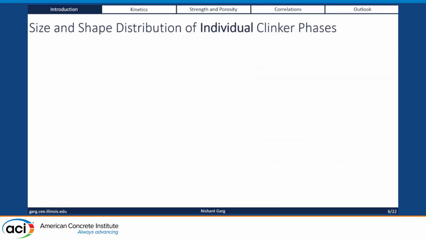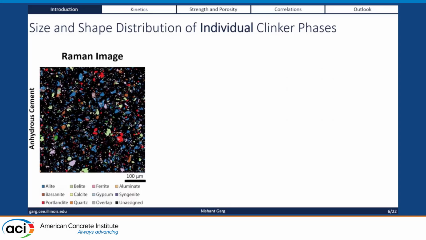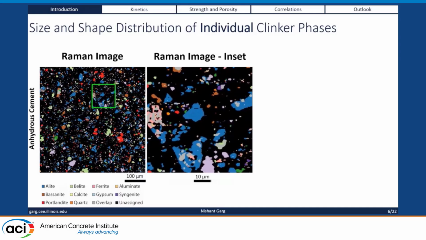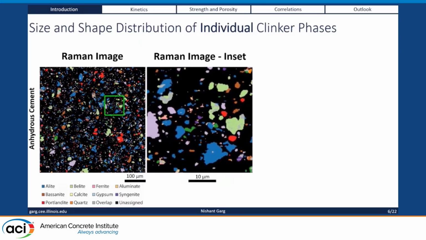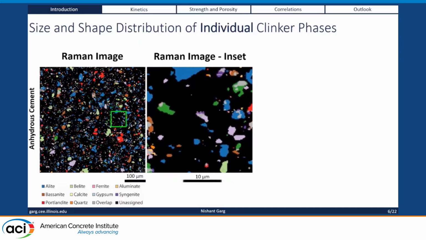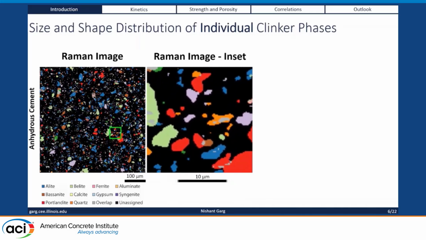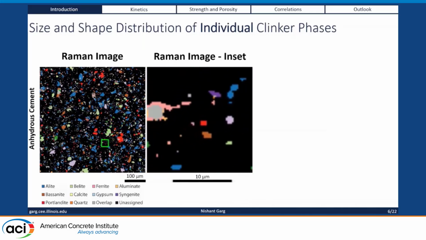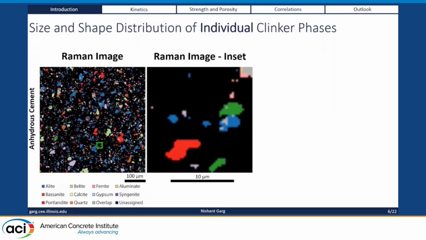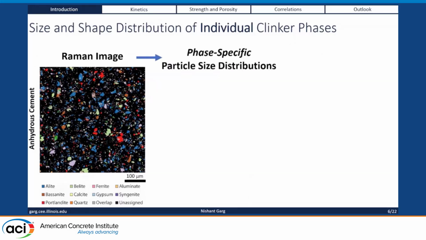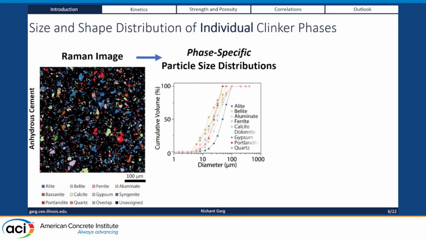What else can we do with it? We can actually get now the size and shape of individual clinker phases, right? So here's again a high-resolution Raman image where we can see all the phases in their glory at different magnifications. But now if we do a quantitative analysis on this, we can get the particle size distributions of each individual phase that is present in this system, right? So if you take this, what we call these are the phase-specific PSD. So instead of having a global PSD, you have a PSD of every single component in it, right?